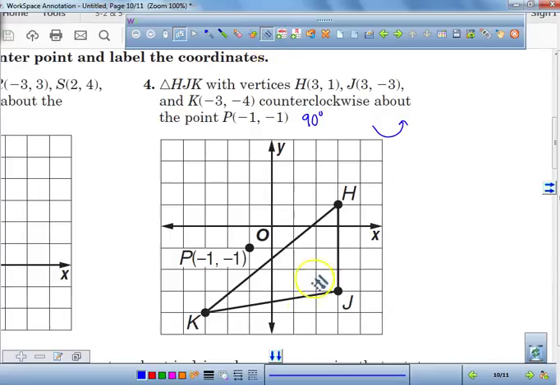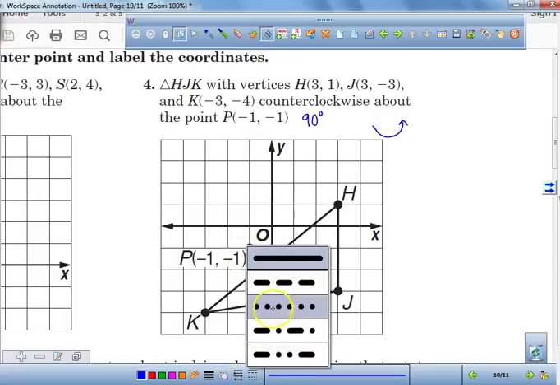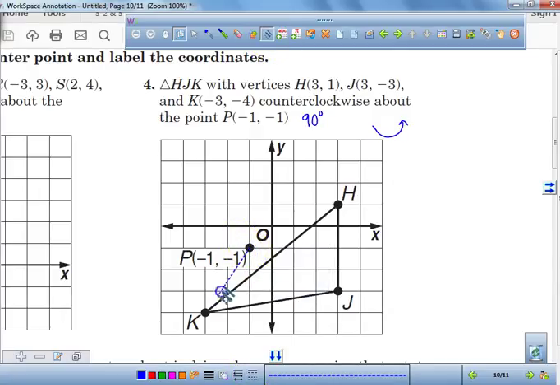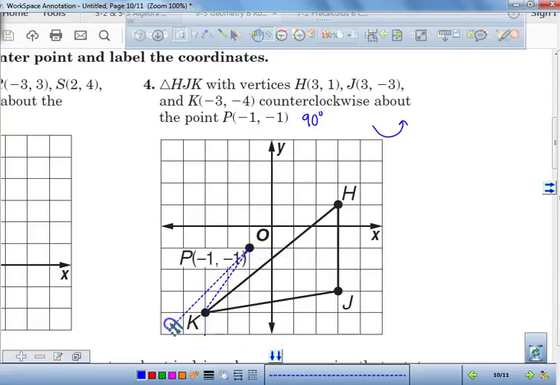So we're going to start right here at K. So I'm going to draw a line from P to K. Now I have a choice. Do I want to go clockwise? Or do I want to go counterclockwise? Counterclockwise. I'm going to be going this direction right here.